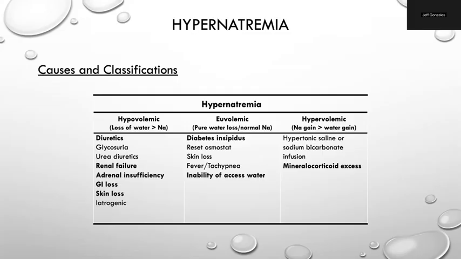For hypervolemic hypernatremia, sodium gain outweighs water gain. This could be due to iatrogenic causes, such as administration of hypertonic saline or possibly sodium bicarbonate use. This can also occur with mineralocorticoid excess via a tumor or exogenous steroid use.